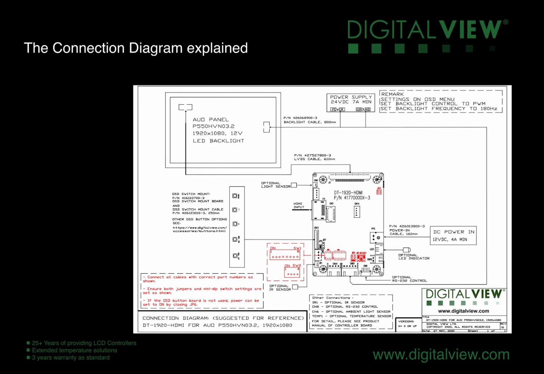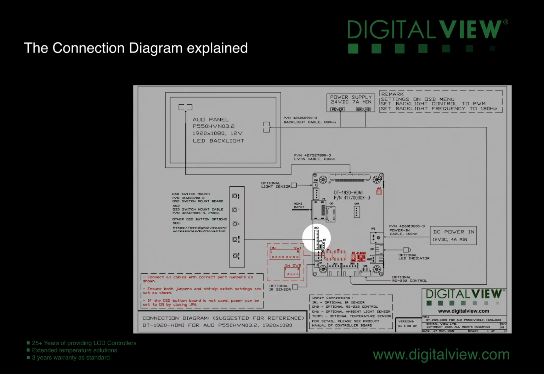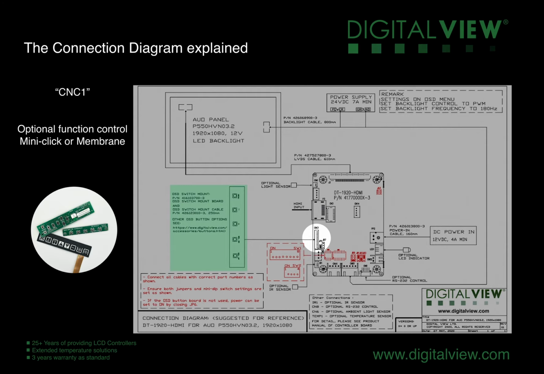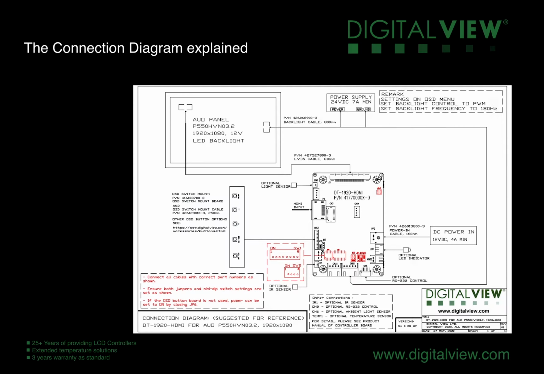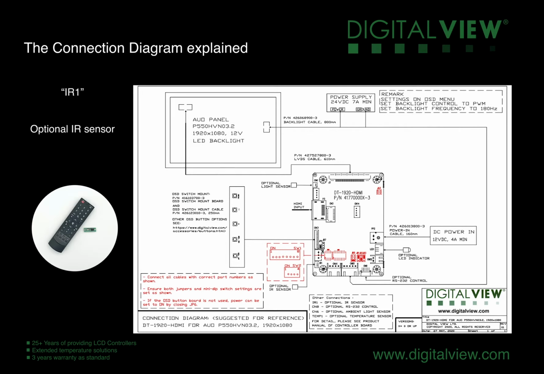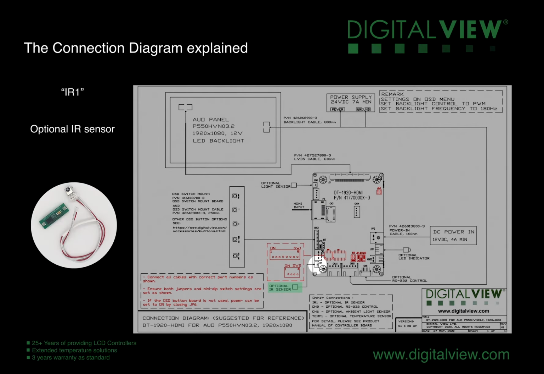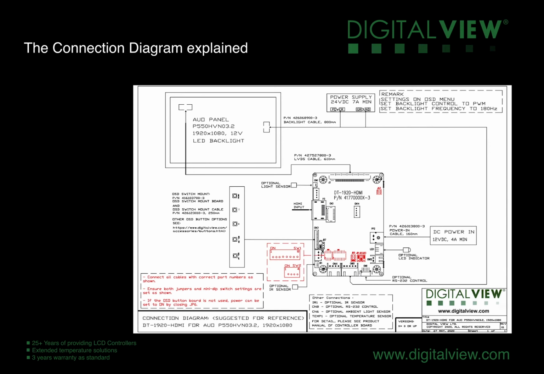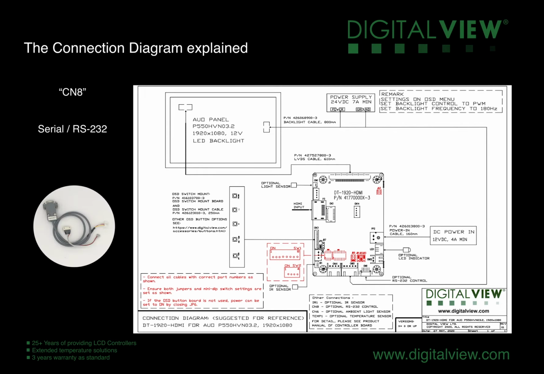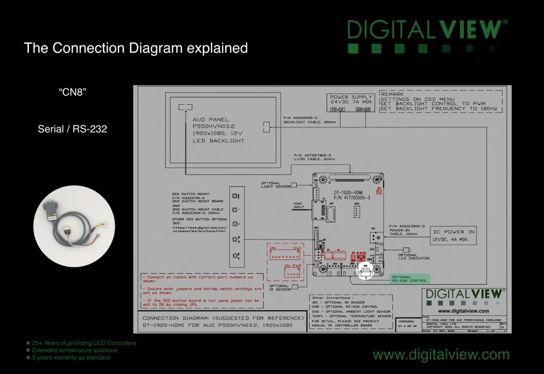Now to look at the optional accessories, starting with the mini click buttons or the membrane pads. These are for the OSD control and they connect to CNC1. If you prefer to use a remote control, then you can connect an IR sensor to IR1. Another option for control is through serial or RS232. A cable is connected to CN8.